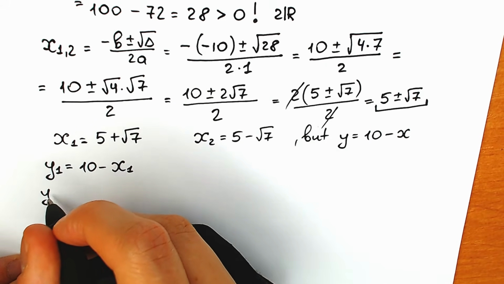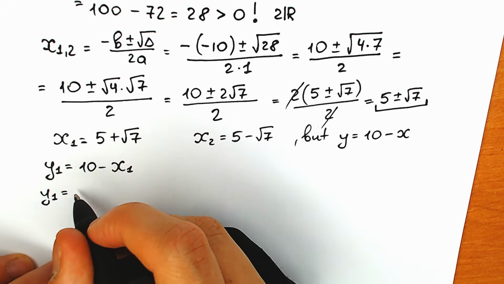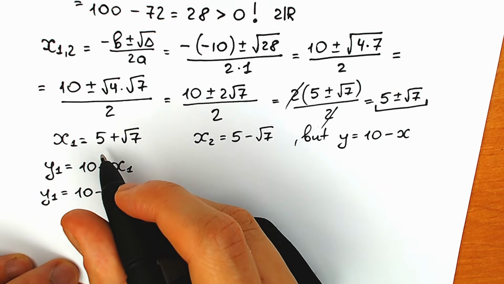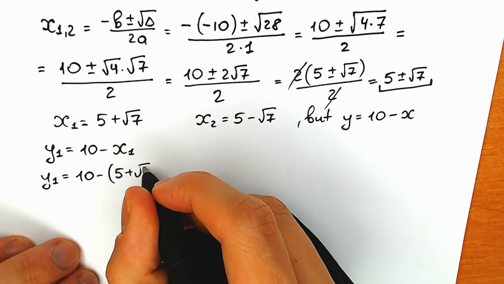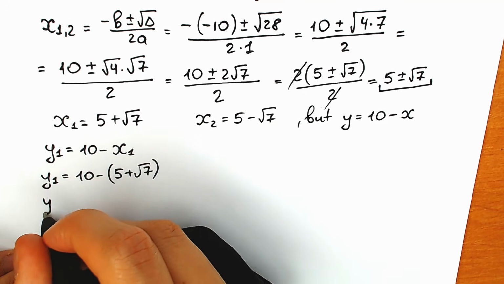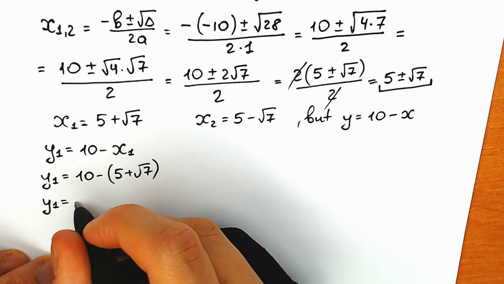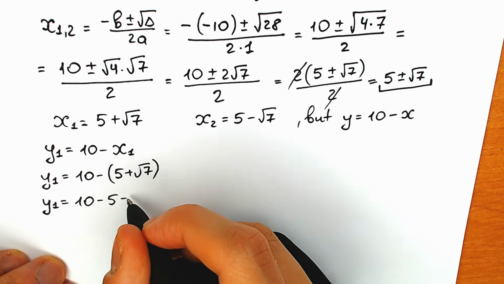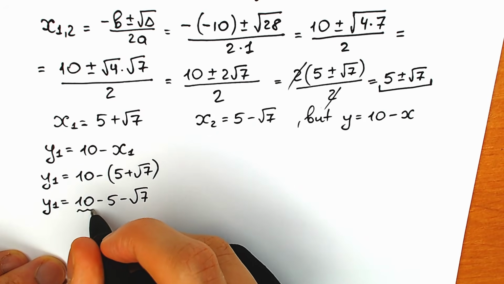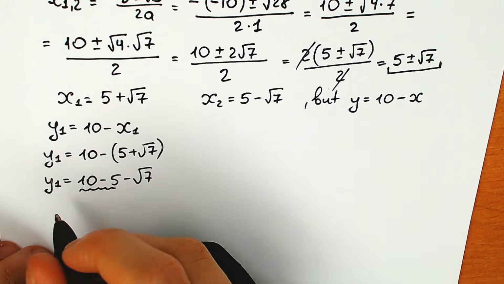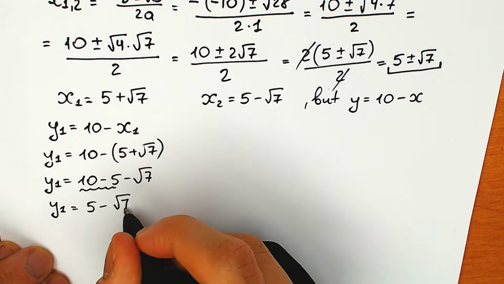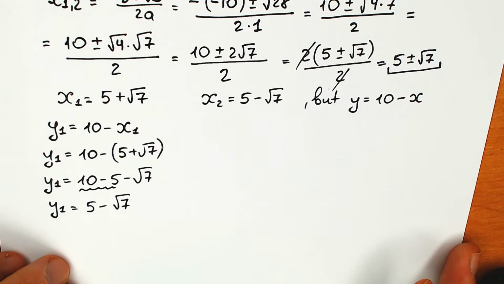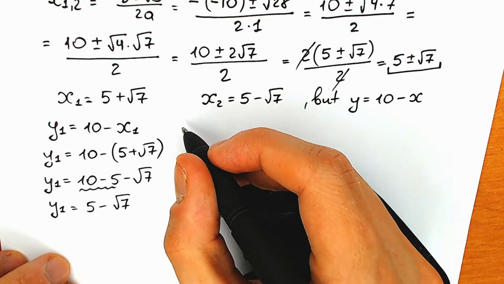Okay, so y first equal to, let's plug in everything, we know everything. We have 10 minus x first, and x first equal to 5 plus square root of 7. So y first equal to 10 minus (5 plus square root of 7). So our final answer, because right here we have 5, y first equal to 5 minus square root of 7.